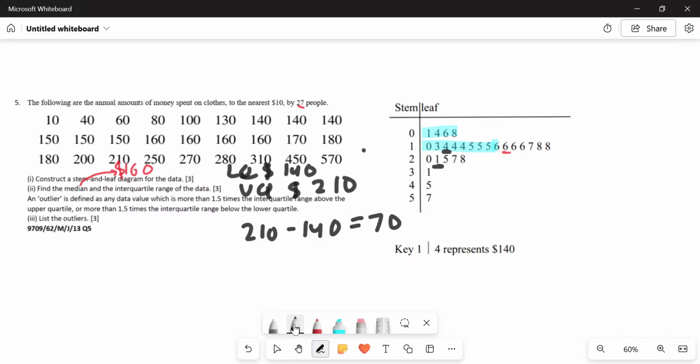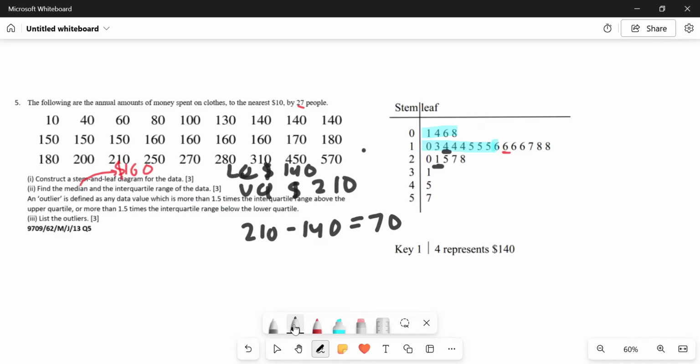Okay. Next part says an outlier is defined as any data value which is more than 1.5 times the interquartile range above the upper quartile or more than 1.5 times the interquartile range below the lower quartile. List the outliers. Okay, so the outliers are the abnormally large values or abnormally small values relative to all the other values in the data. So we do see quite a few outliers, like maybe 570, 450, and maybe 10 and 40 are also outliers because they're either extremely high or extremely low.